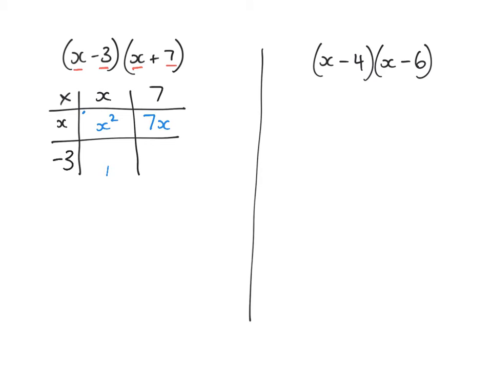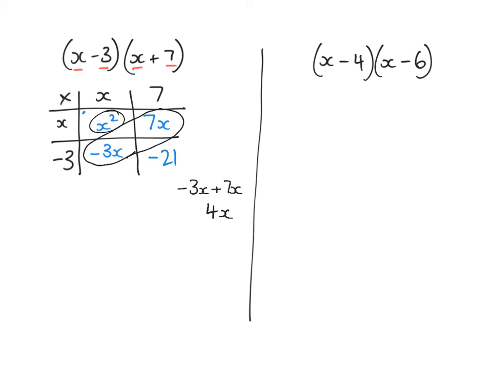X times -3 is -3x. And 7 times -3 is -21. Think about it really carefully. Which ones of those can I put together? These with an x. And I've got -3x plus 7x. What's this? -3x add on 7x gives me 4x. So now I'm going to write the whole answer out.